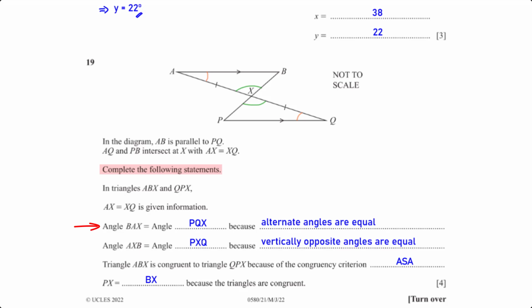Angle BAX is equal to angle PQX because alternate angles are equal. Angle AXB equals angle PXQ because vertically opposite angles are equal. Triangle ABX is congruent to triangle QPX because of the congruency criterion ASA, which is angle, side, angle. PX equals BX because the triangles are congruent.